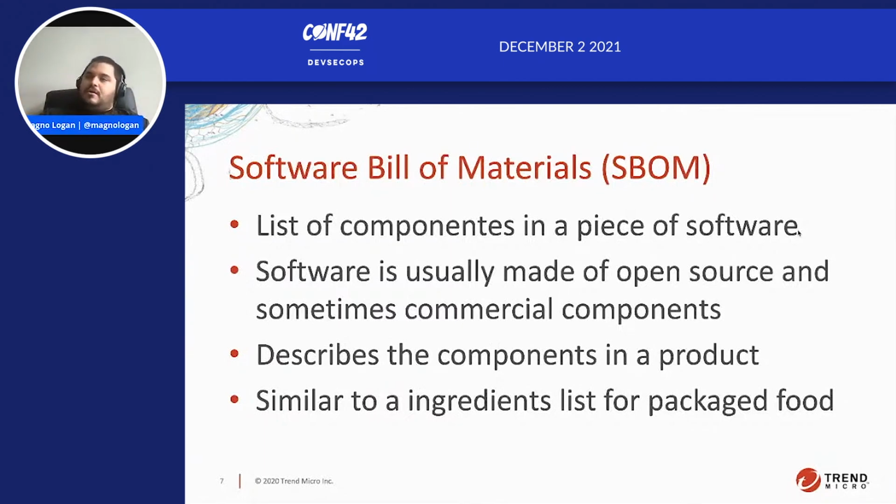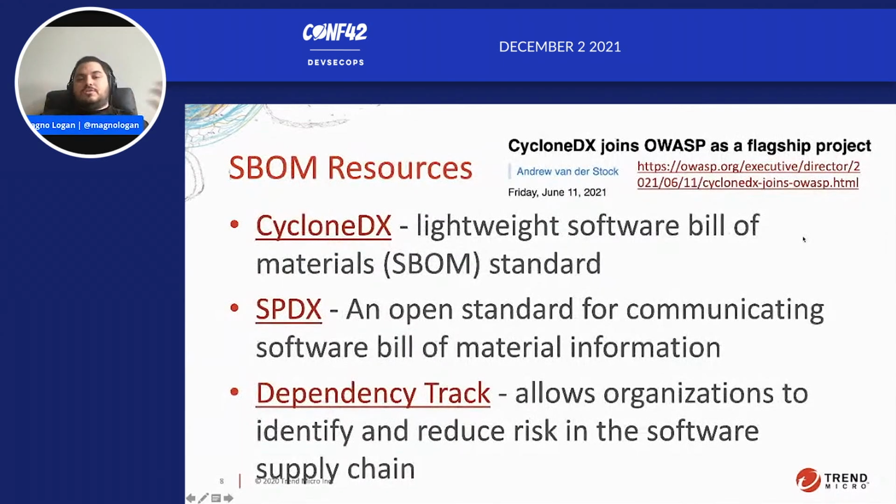When you buy a processed product at your supermarket, you have the ingredients. So it's kind of the list of ingredients in a packaged food, right? That's the main thing that software composition analysis tries to analyze and understand, and make sure that those components are up to date, are not vulnerable, and are according to the licensing that you need and want on your software.